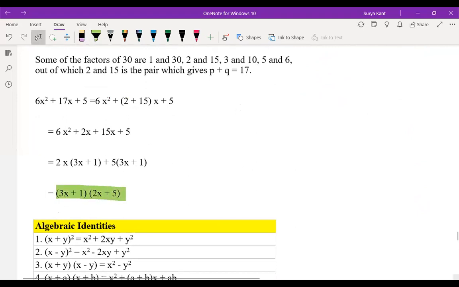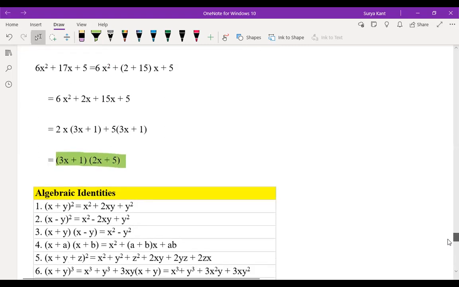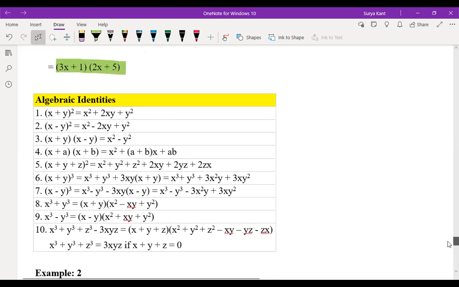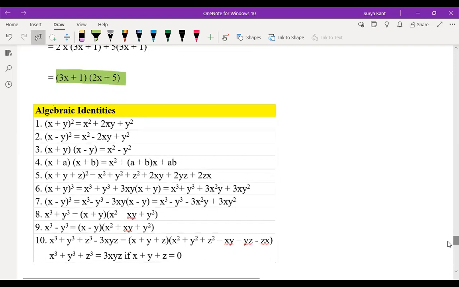Now algebraic identities. You know the formulas, children. Out of 10 formulas, Sai Charan, how many do you know from before, and Shreyani, how many formulas do you know from before itself?